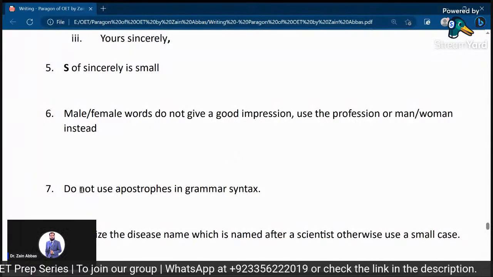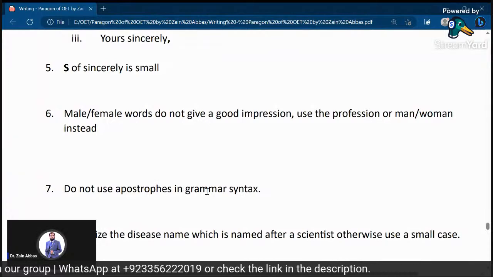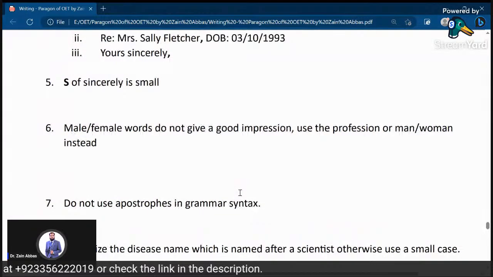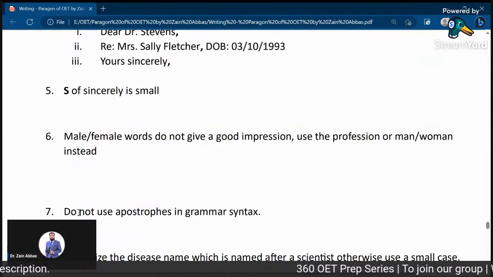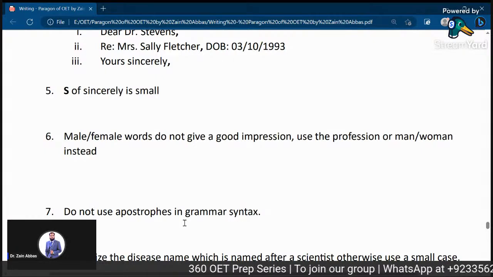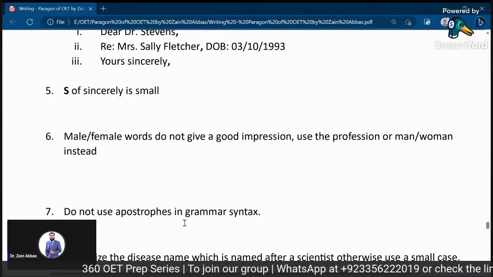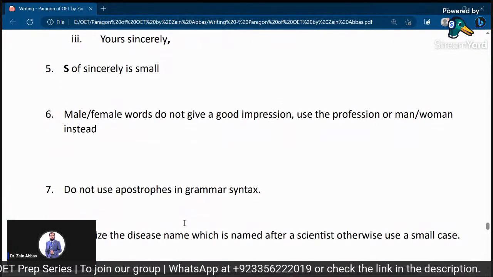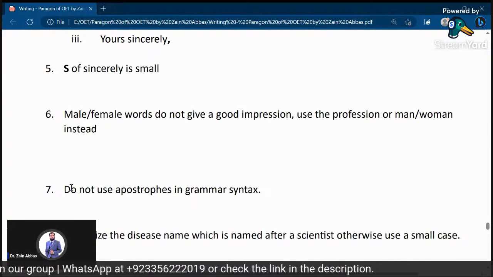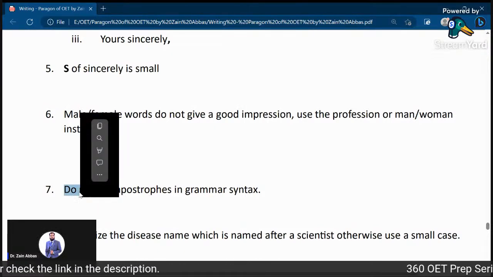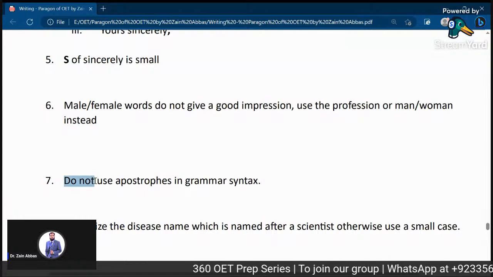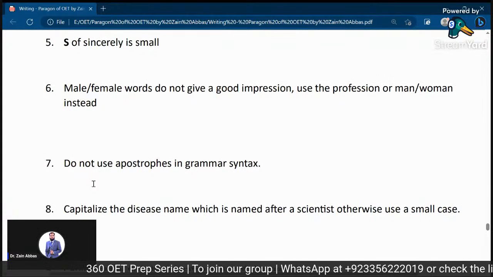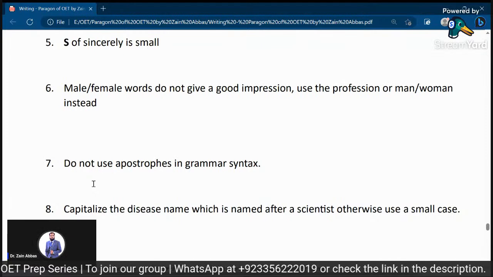The next point is, do not use apostrophes in grammar syntax. I have written "do not" and I am not using "don't" with an apostrophe here, to demonstrate that this is also considered an informal way to write a letter. But your task is to write the letter in a formal way. The formal way is to write the complete form, like "do not" with a space in between. So please make sure that you write do not, would not, is not, like these words, in the full form.